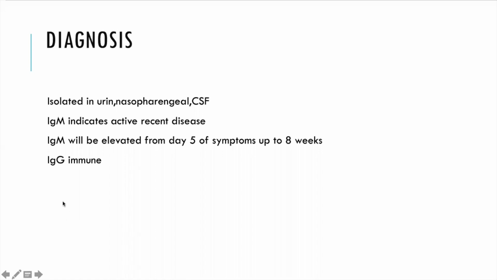So this is usually an exam question: when is the IgM elevated in rubella? Another exam question is that you can isolate it from the urine. They will give you examples of where you can isolate the virus from. So in rubella, you can isolate it from the urine.